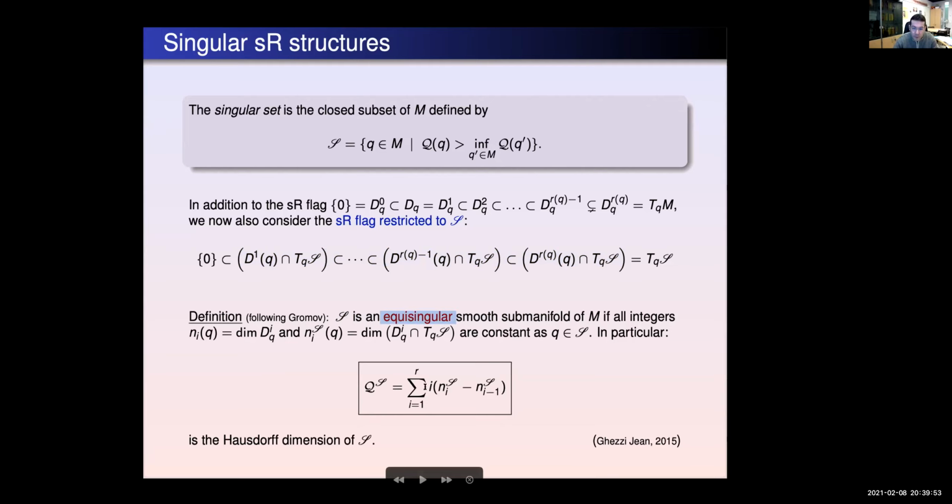In particular, we can introduce, as we did before, this sum. It is a quite recent result by Ghezzi and Jean, five years ago, that this quantity, which we denote by Q to some power S, is exactly the Hausdorff dimension of S. So Q_S is the Hausdorff dimension of S.